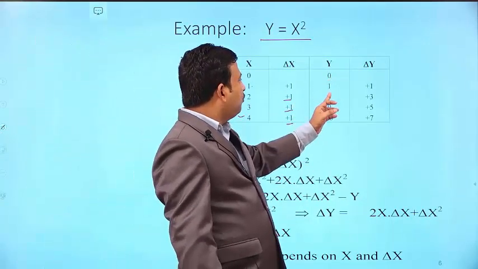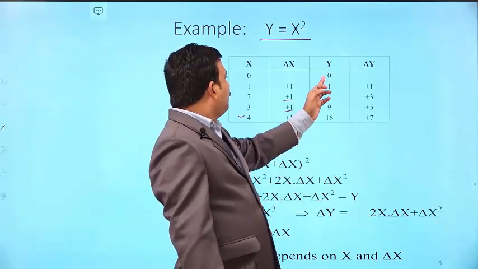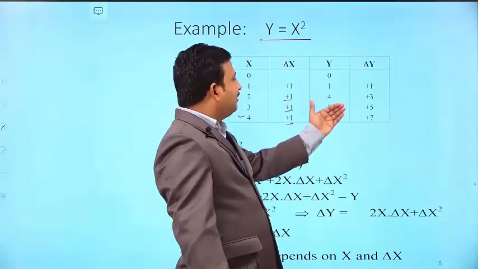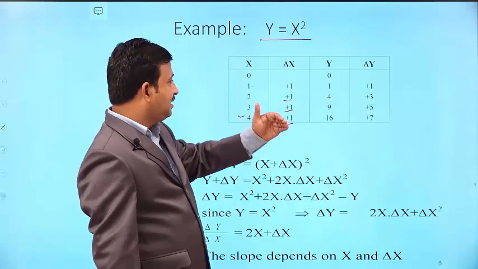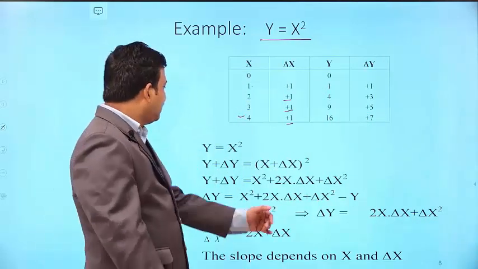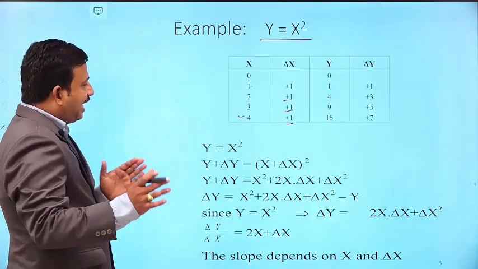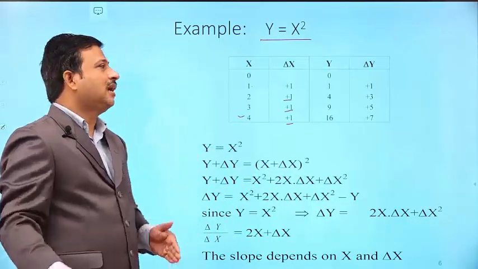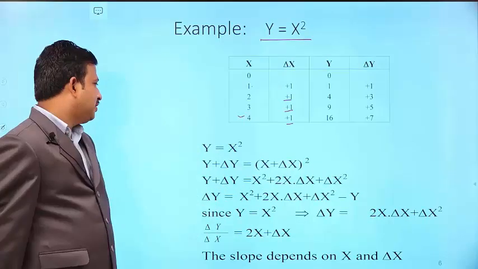So from 0 to 1, the change is 1. From 1 to 4, what is the change? The difference is 3. From 4 to 9, the difference is 5. So this is how the change is happening. From 9 to 16, the change is 7. Is it clear? Now see how you will derive this, how the change is happening. What is the slope by using differentiation?